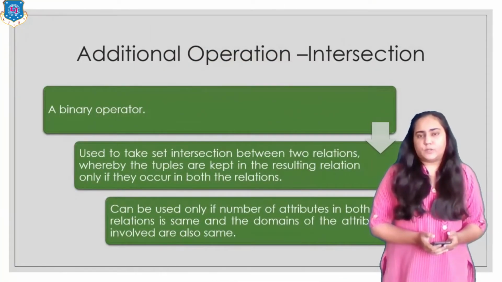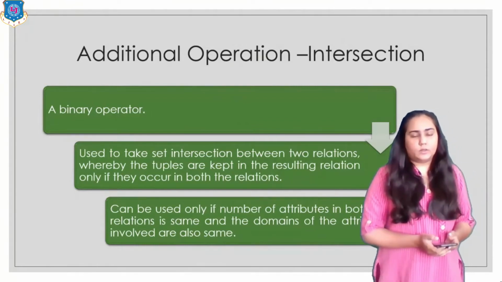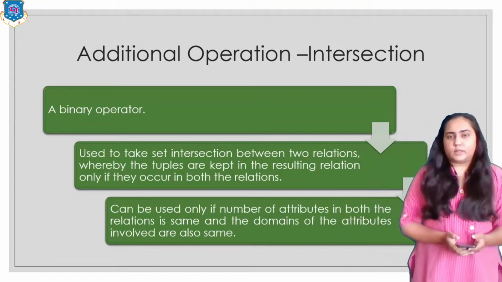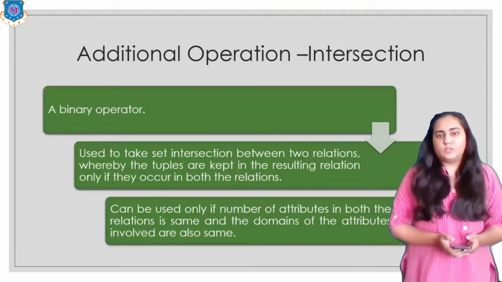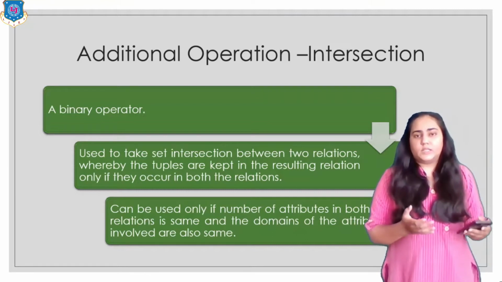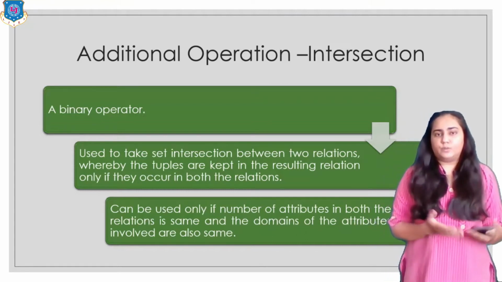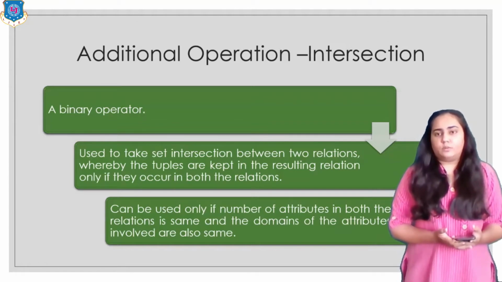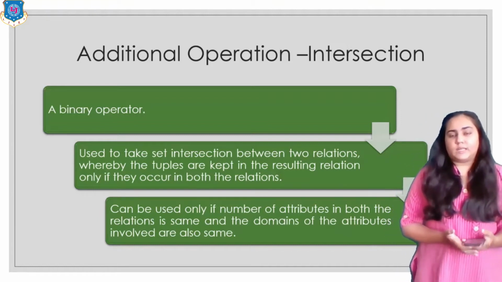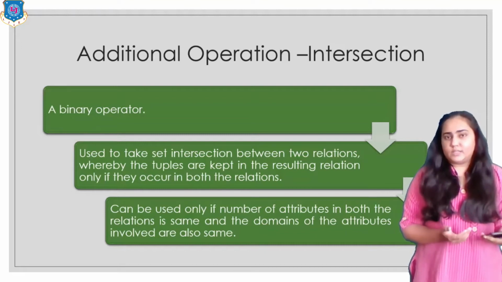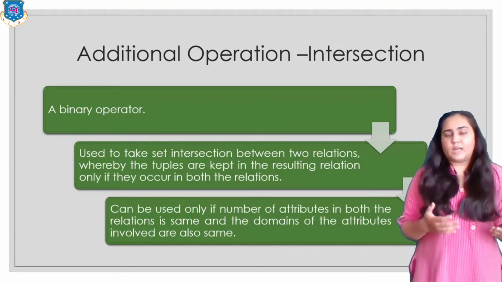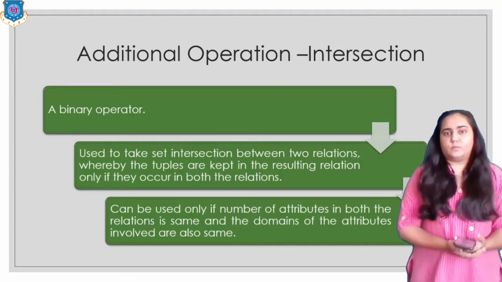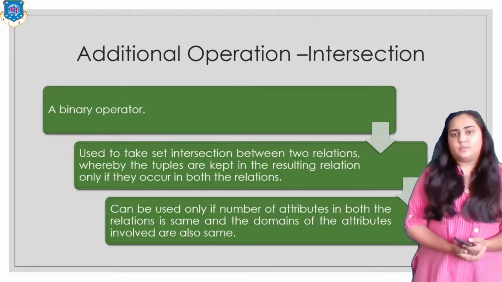The first additional operation we are going to see is the intersection, which is another binary operator like union and set difference. It is used to take an intersection between two relations. So only what is common between the two will be kept. Everything else will be eliminated. And once again, it has the same type of condition as union and set difference. That is, both the tables should have the same number of columns and the domains of those columns should be the same.